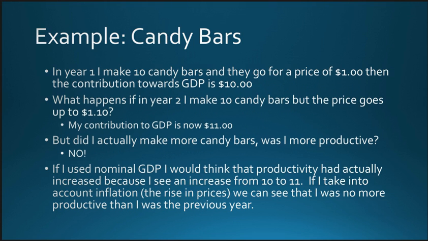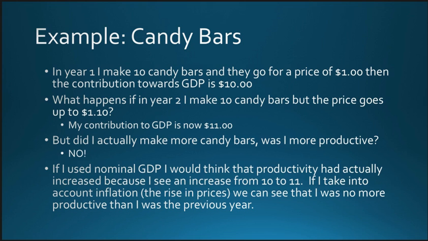So in year one, I make 10 candy bars and they go for a price of $1. Then the contribution towards GDP is $10. But what happens if in year two I make 10 candy bars, but the price goes up to $1.10? Well, that 10 times $1.10 turns into $11. But I didn't actually make more candy bars, and I wouldn't know that if I just looked at gross domestic product, if I just used nominal, meaning the price of the year that I'm examining.